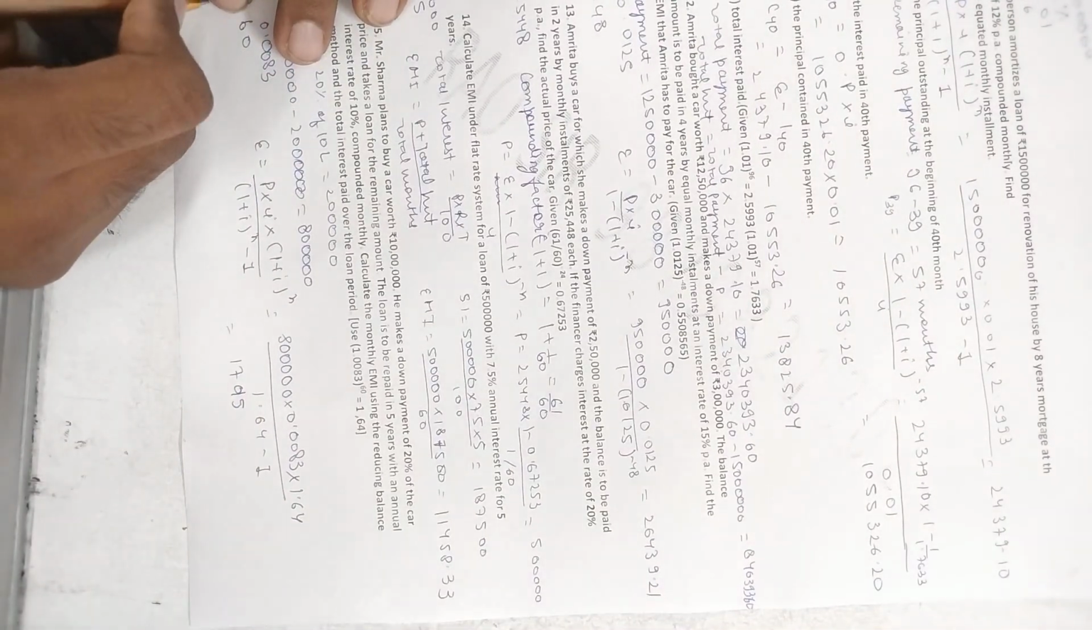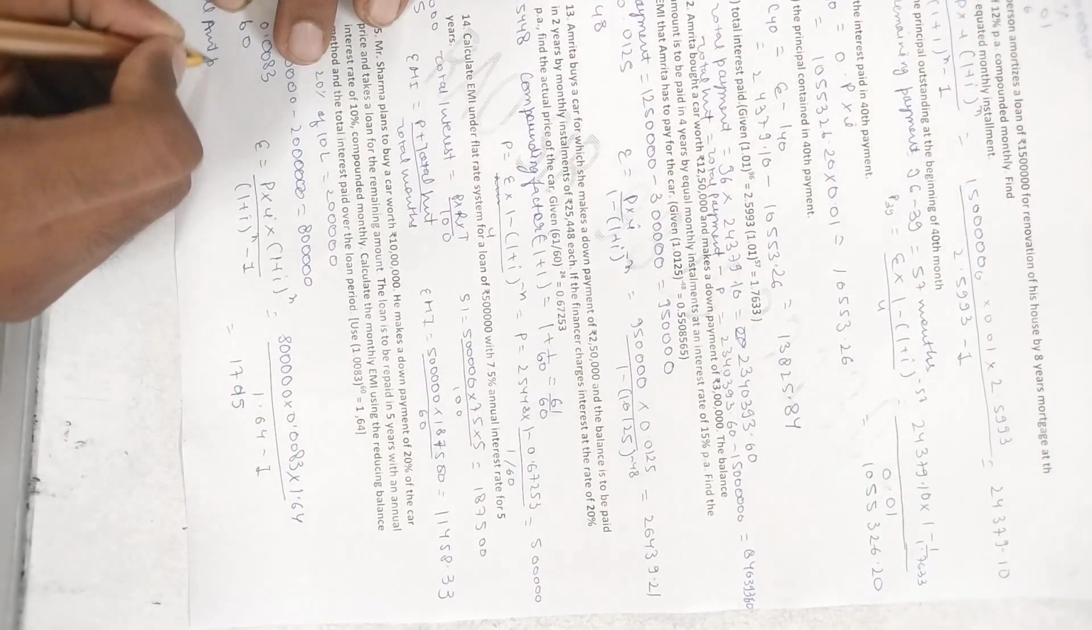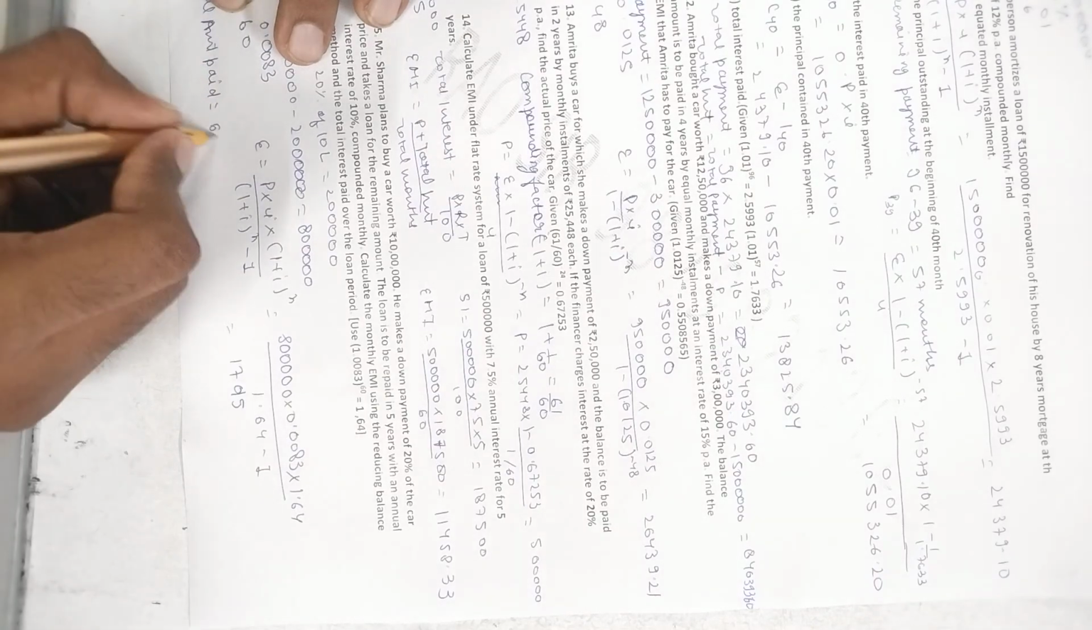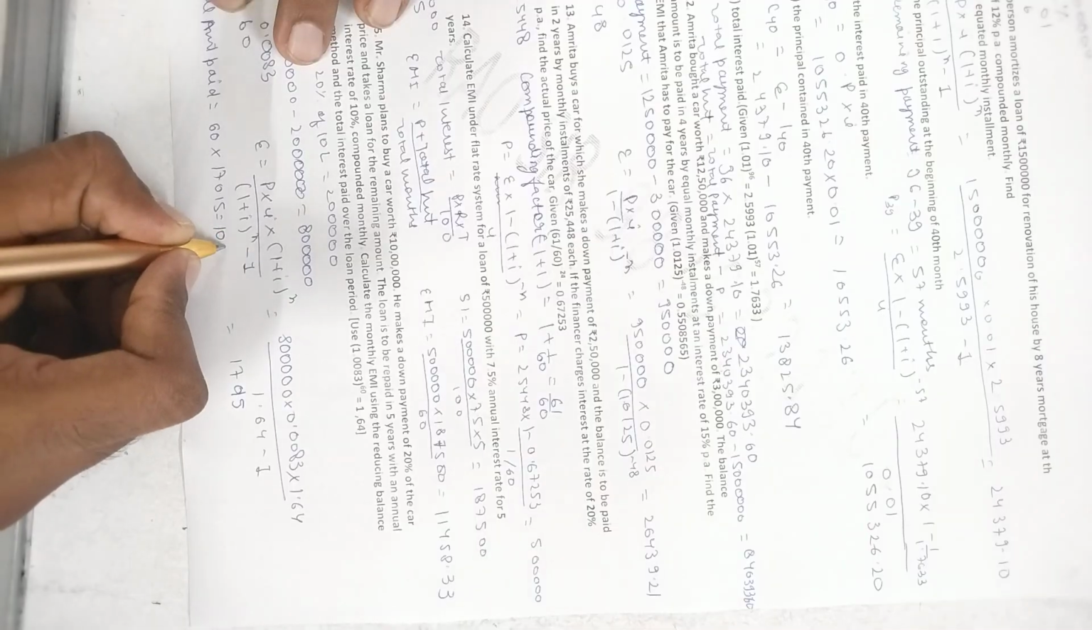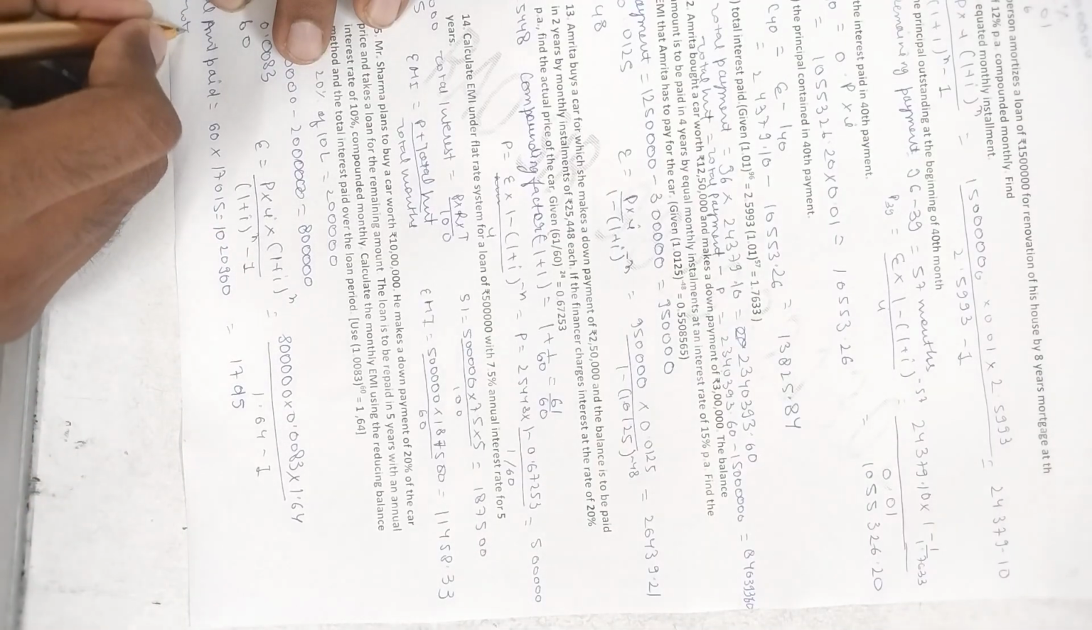Total amount paid is equal to 60 into 17,015, which is 10,20,900, and total interest is equal to 10,20,900 minus 8 lakh, which gave us the answer 2,20,900. So the exercise is completed.